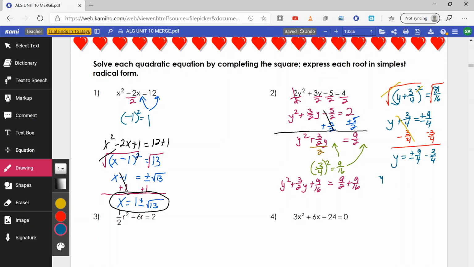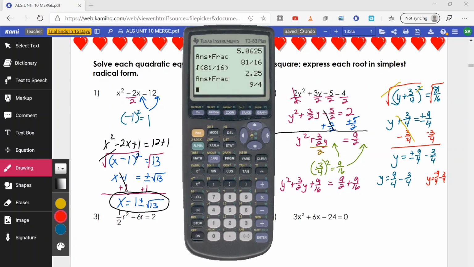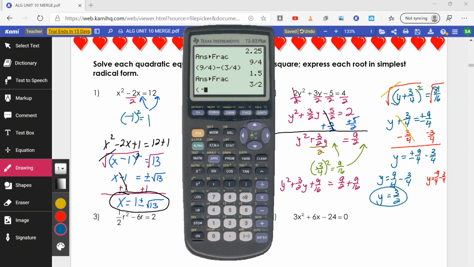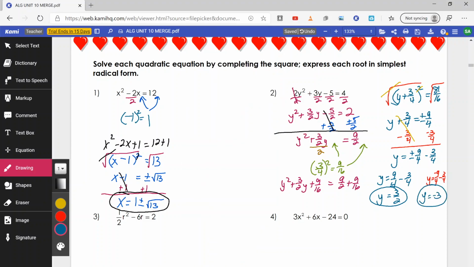So one answer is going to be 9/4 minus 3/4, and the other is going to be negative 9/4 minus 3/4. So 9/4 minus 3/4 is going to be 6/4, which if we plug it into the calculator gives me 1.5, which as a fraction is 3/2. So y equals 3/2. So there is one value. And then the other one, we'll do negative 9/4 minus 3/4. That gives me negative 3, and there's the other value for this particular problem.